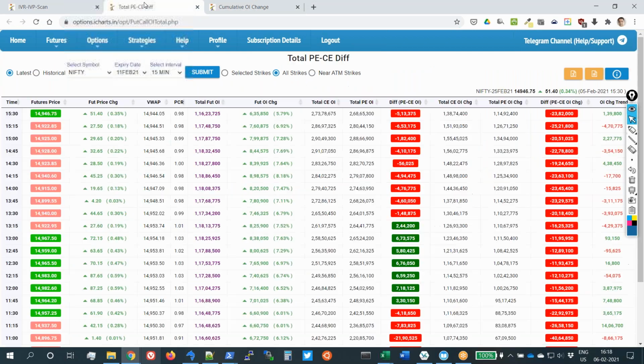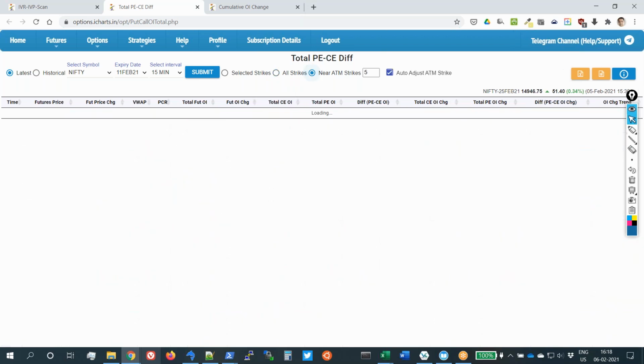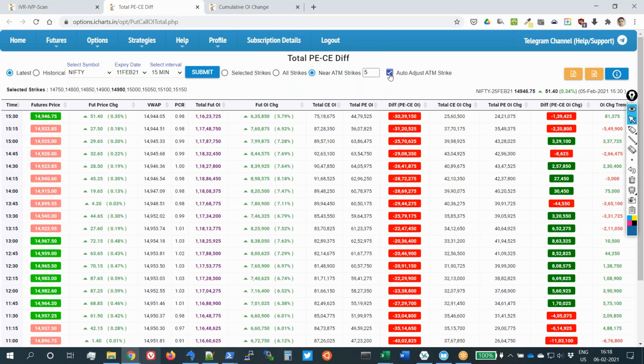With all strikes. Okay, over here, there is one thing I need to tell. Total PEC diff tool, make sure you are using all strikes initially, unless you're very experienced. Generally, just go for all strikes, because near ATM strikes, and especially this one, you have to be very careful. Ideally, just uncheck this if you go for near ATM strikes.